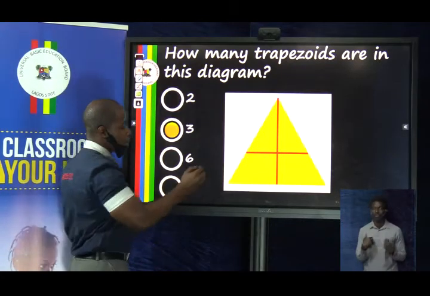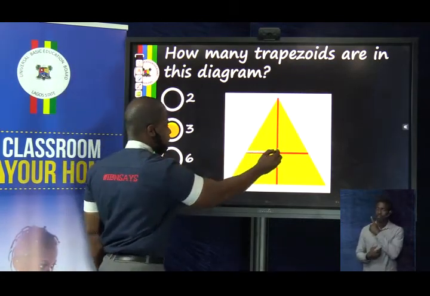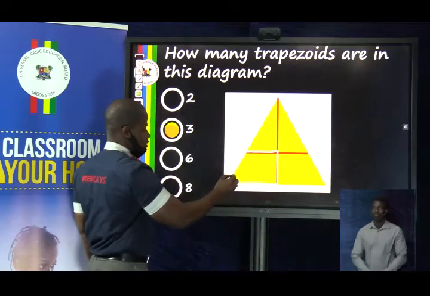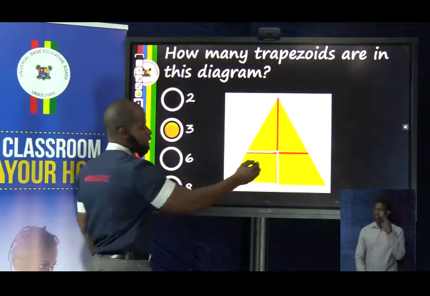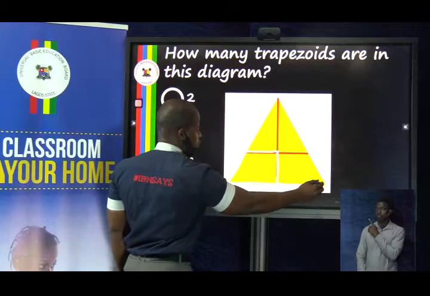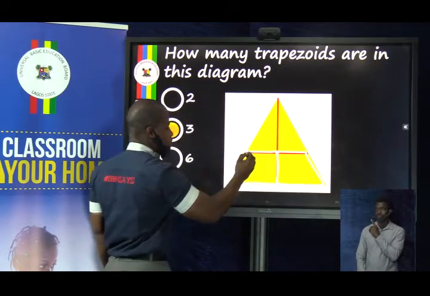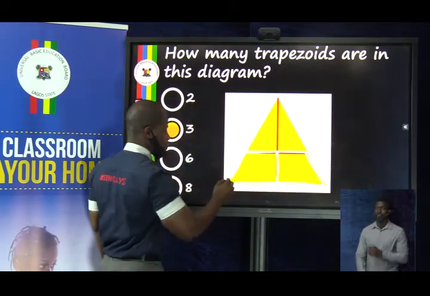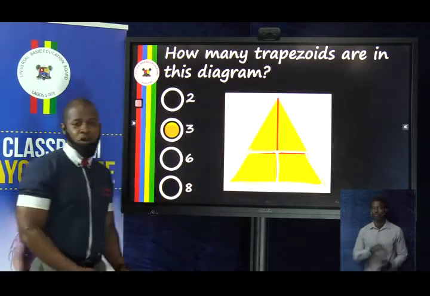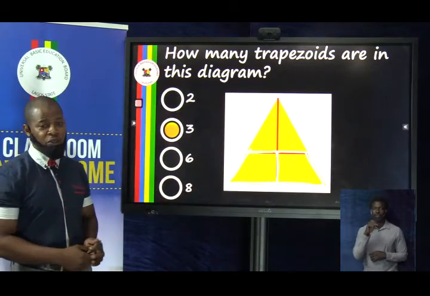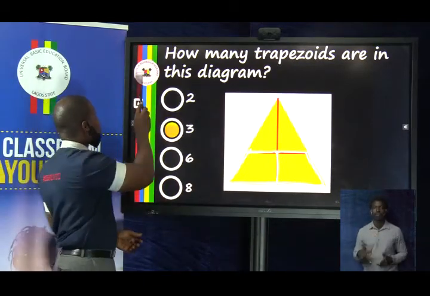Okay, so here we have one trapezoid here. Oh, you got that? And here we have another one. But the whole of this is also a trapezoid. So altogether there are 3 trapezoids. Now let's move on.